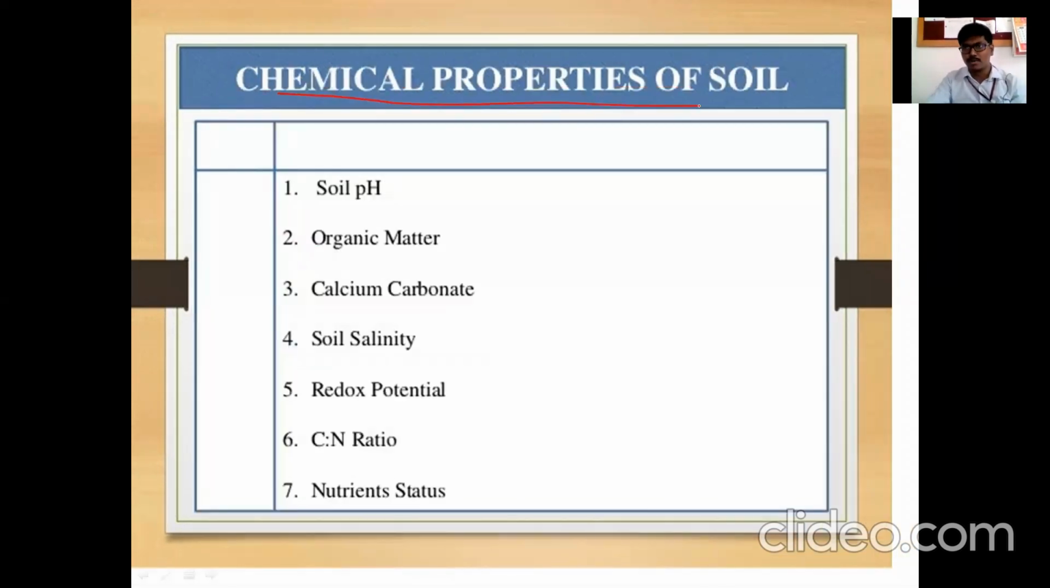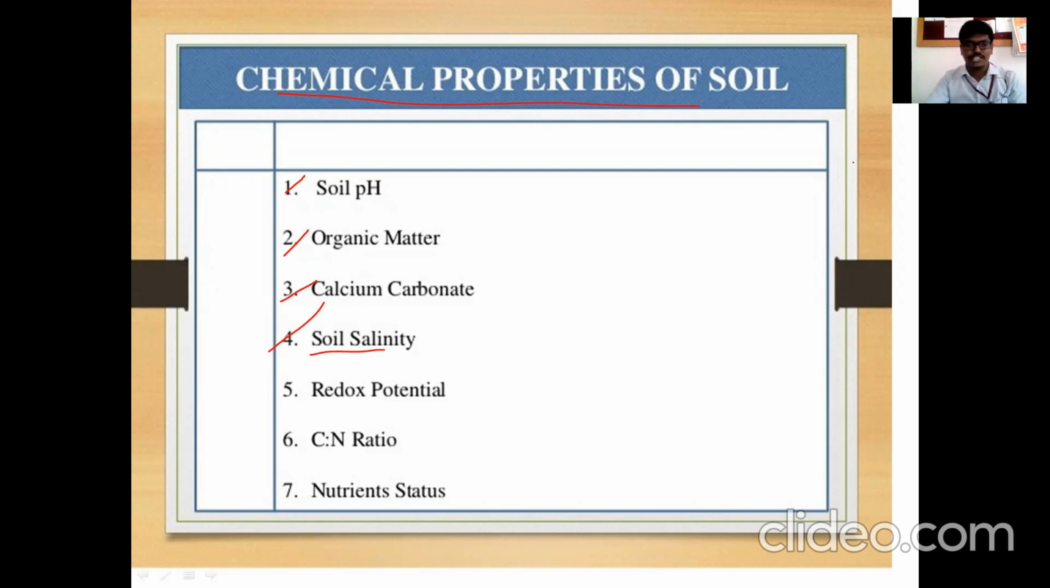So till now I discussed the physical properties of soil and water. Moving to the next, the chemical properties of the soil. Here we should mainly think about the soil pH, which will usually be between 6.5 to 8.5, I can say. And later on, organic matter present in the soil, calcium carbonate present in the soil. Soil salinity is something, but usually the soil will be mixed with some salt content, that we usually say as soil salinity.